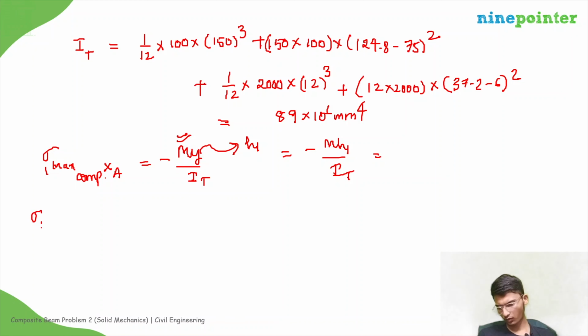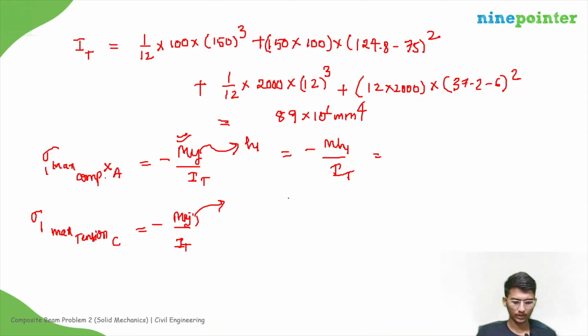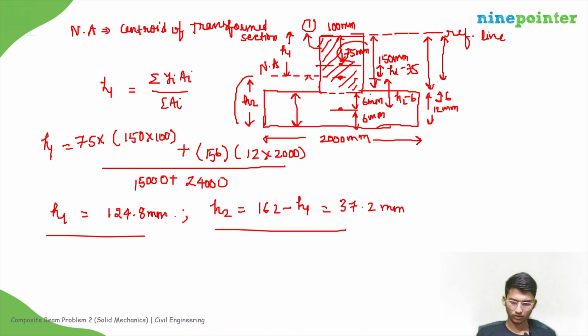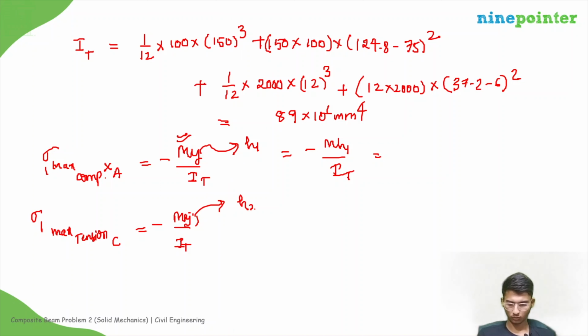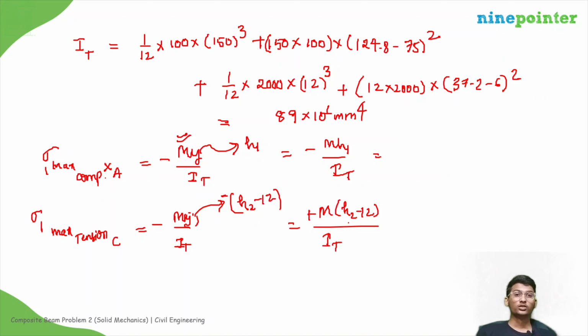So now sigma 1 max tension, that will occur at contact plane C. So that will be minus M y by I. Here the y will be this distance. So this distance is h2 minus 12, right? So that will be h2 minus 12. So we get minus M into h2 minus 12. That will be negative, right? So we'll get positive, divided by I. Okay, so this is again easier as compared to previous method.